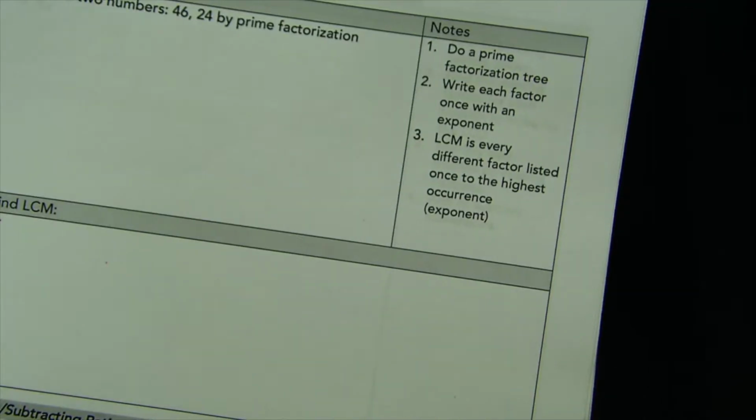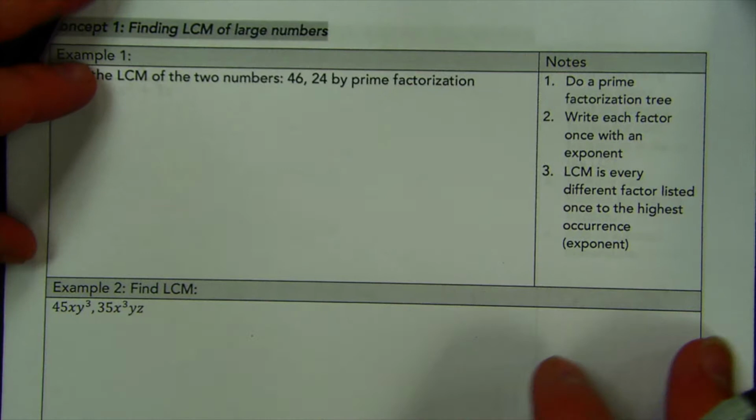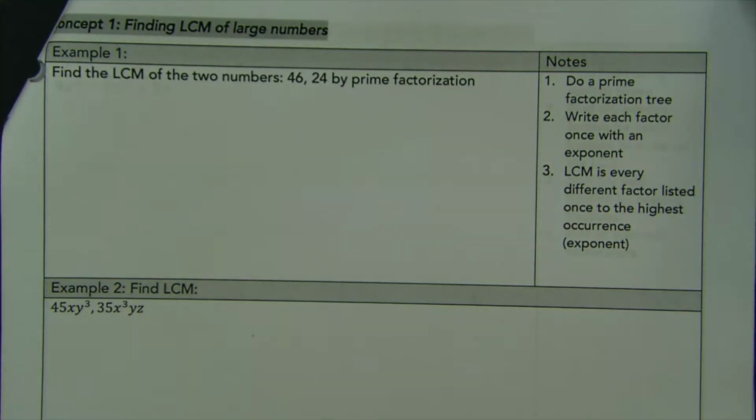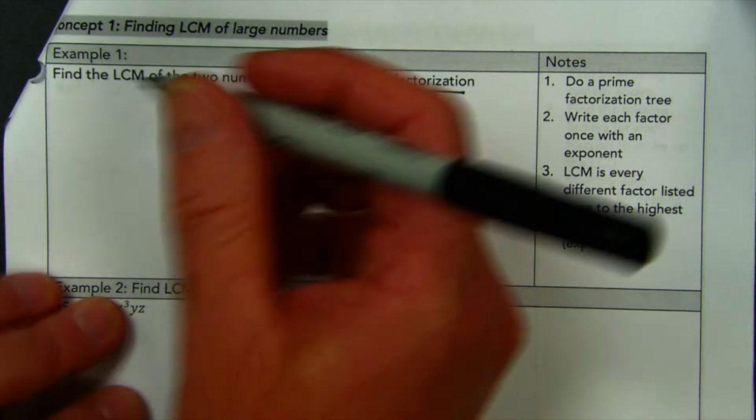All right, next page. Flip the page. We're going to get to the least common multiple of two numbers. We're going to learn how to do this for, let's say you want to find the least common multiple of two big numbers, okay? Let's say 46 and 24. All right, well, first thing you're going to do is this thing called prime factorization, okay? So do a prime factorization tree.